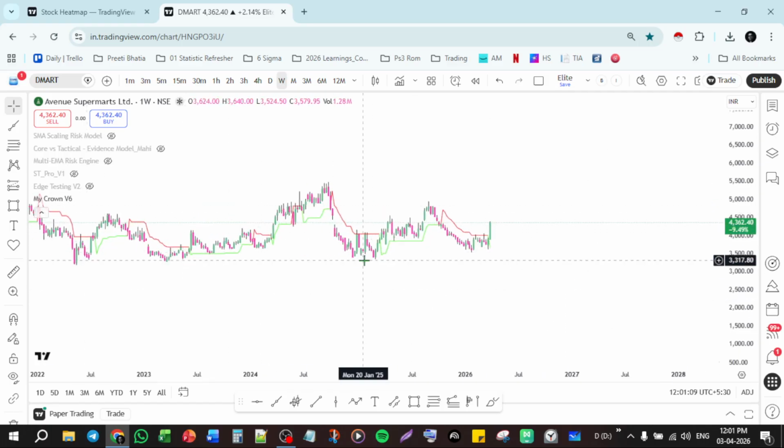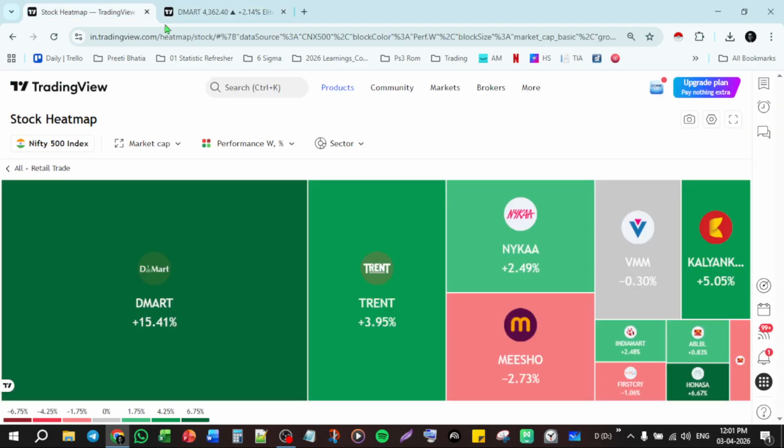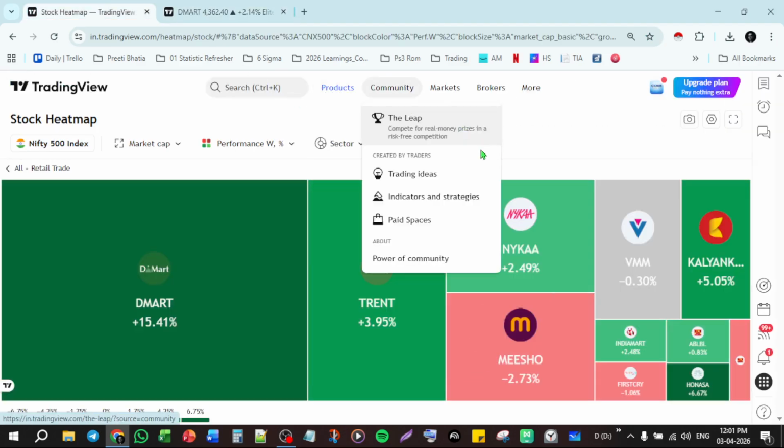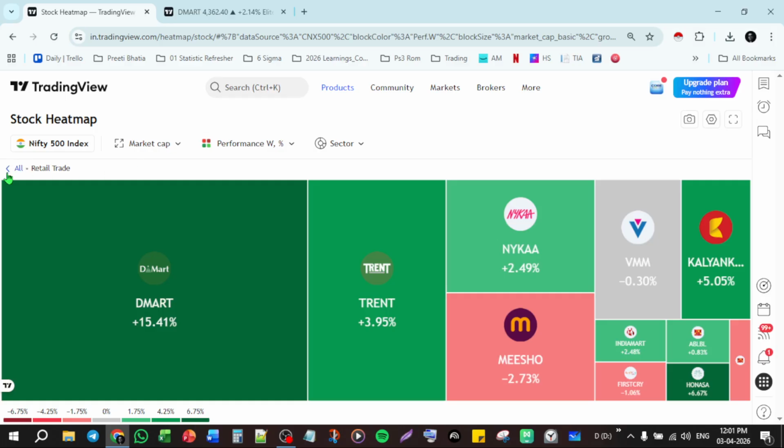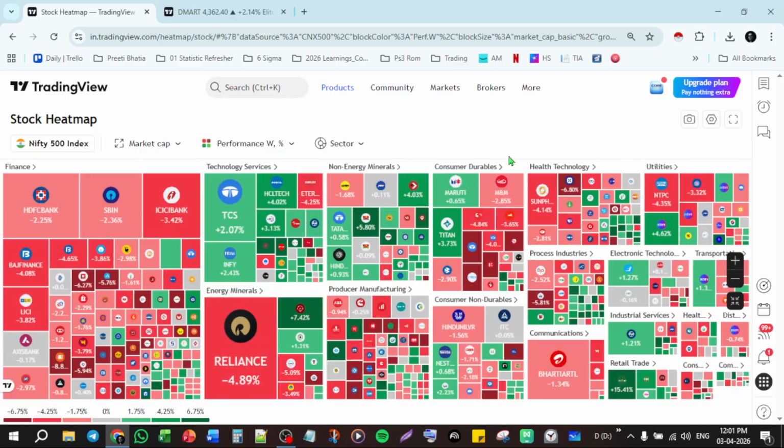I hope you enjoyed and understood how I would take a swing trade, how I would make my scanner. Let's see something else also, right? इतने में तो पेट नहीं भरेगा.